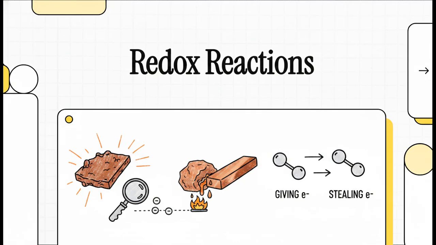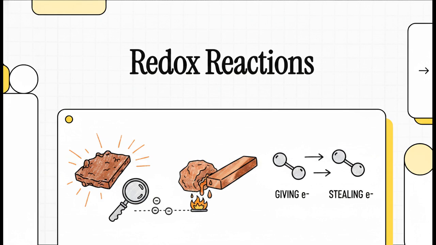Welcome to this explainer. Today we're basically playing chemical detectives. We're going to solve the mystery of where exactly these invisible electrons go during redox reactions. Have you ever looked at a rusting piece of metal or wondered how we actually get pure, shiny copper out of a dusty rock? Well, the secret lies in this microscopic exchange of power, a totally invisible transaction happening right under our noses.